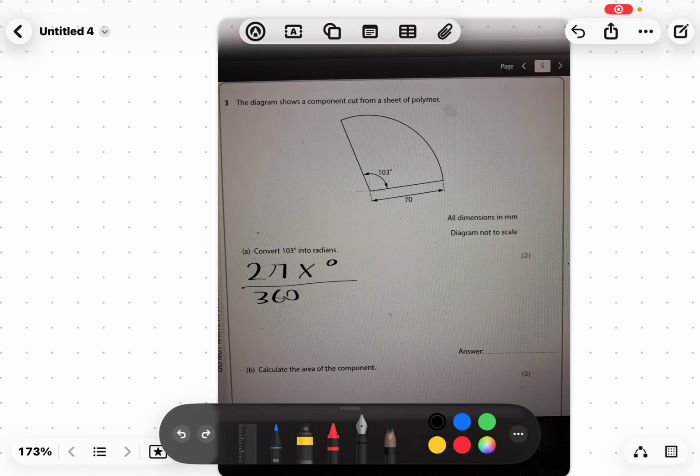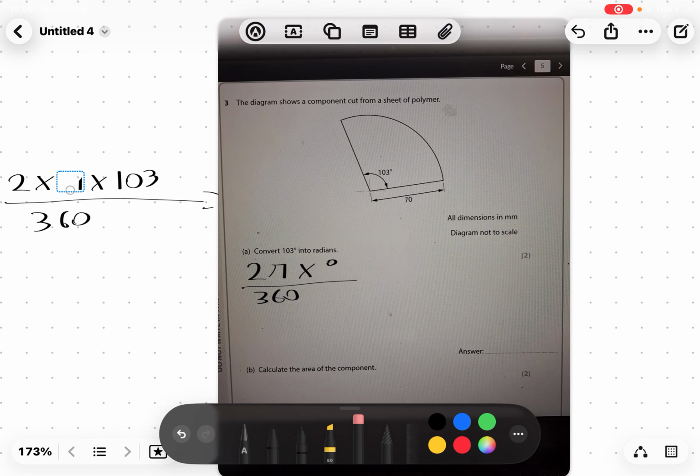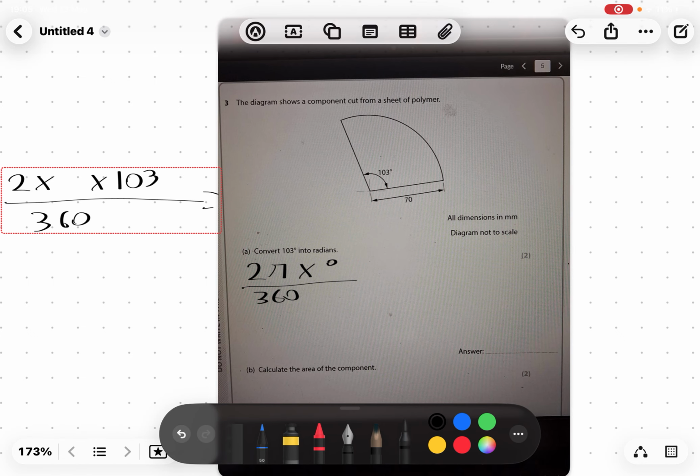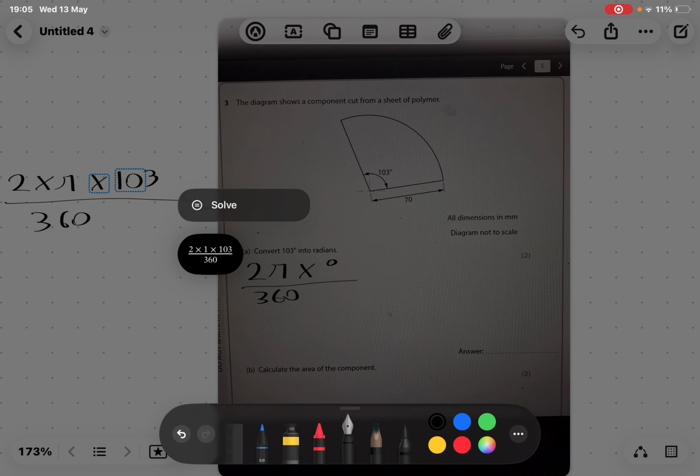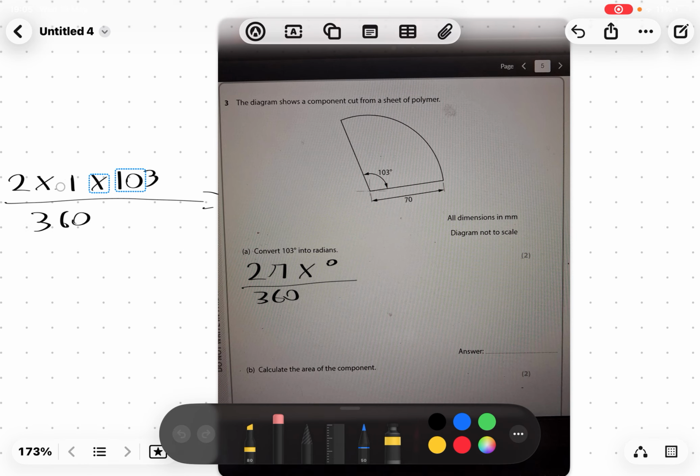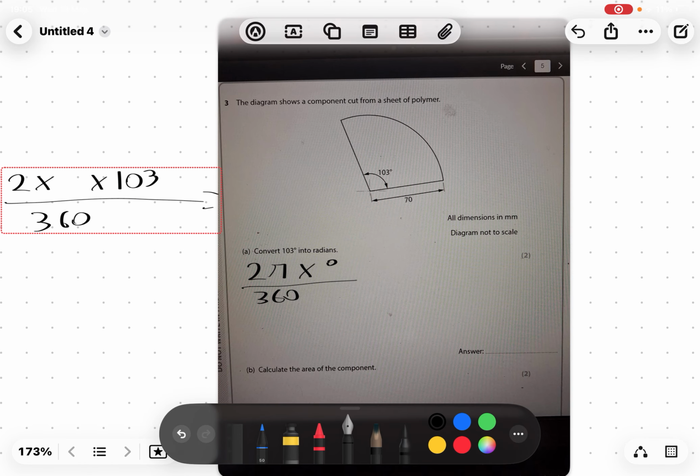So after that, we just put in all the values. 2 pi times pi times 0.3, because that's the degree, and then divide by 360, and that equals... No, that's not right. Why is it saying it's a 1? It's not a 1. How can I write like this?